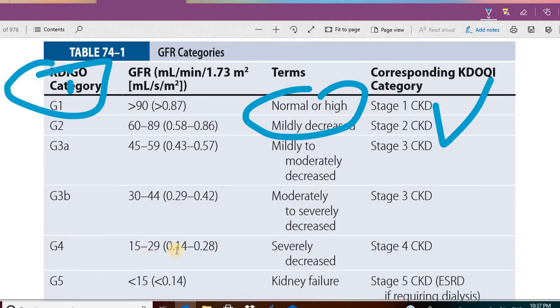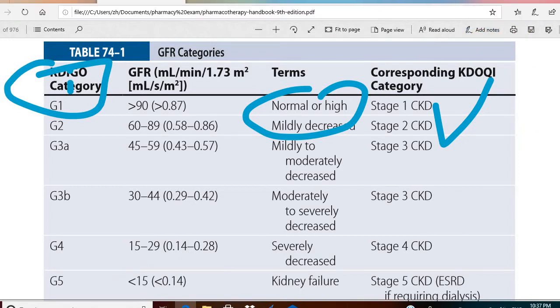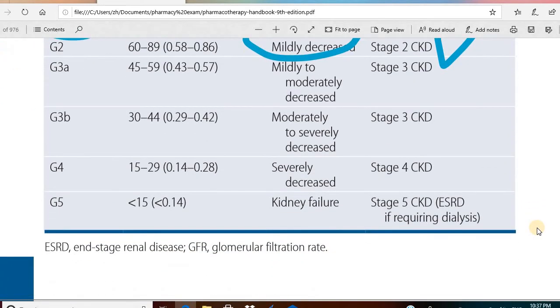Stage 3, G4 is 15 to 29. Stage 4 and less than 15, they are reaching to the stage 5. Stage 5 CKD, or you can say the end stage renal disease if requiring dialysis.